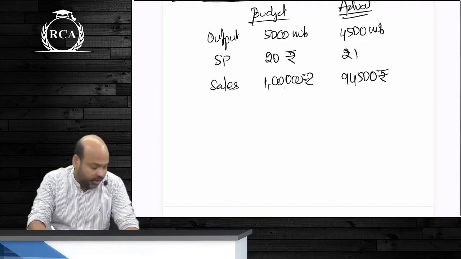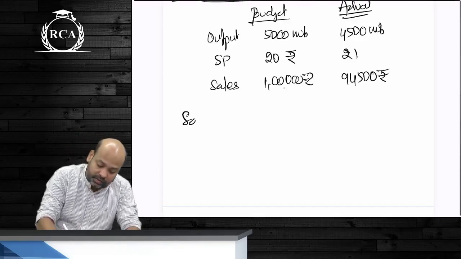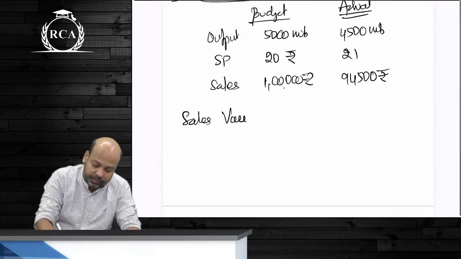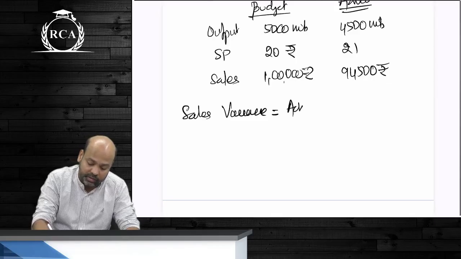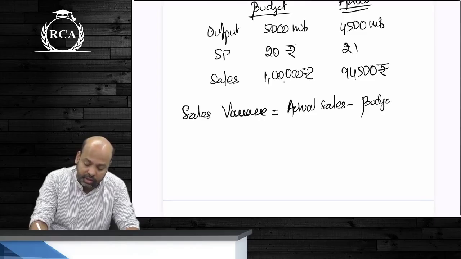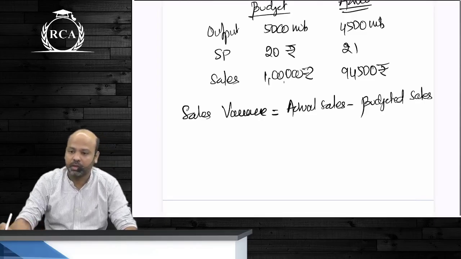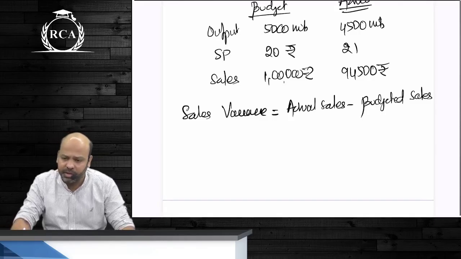Our overall sales variance is 5,500 adverse. So we write this as sales variance. In our example, this will be written as actual sales minus budgeted sales. Also, rather than using the word standard, we prefer using the word budget. It is something which is usually beyond the control of the organization. That is why we do not prefer using standard, but preferably the word budget is to be used.